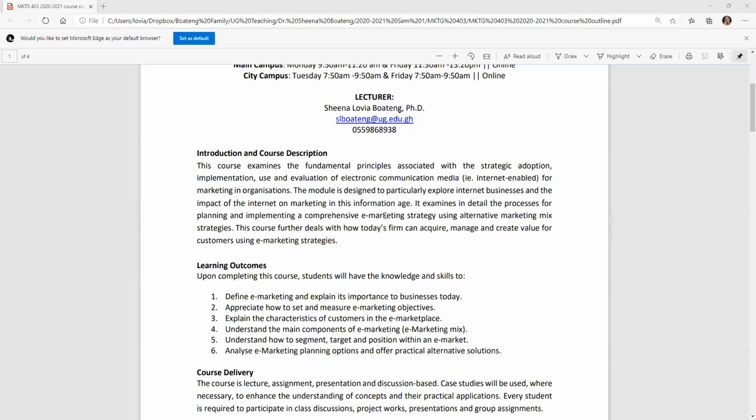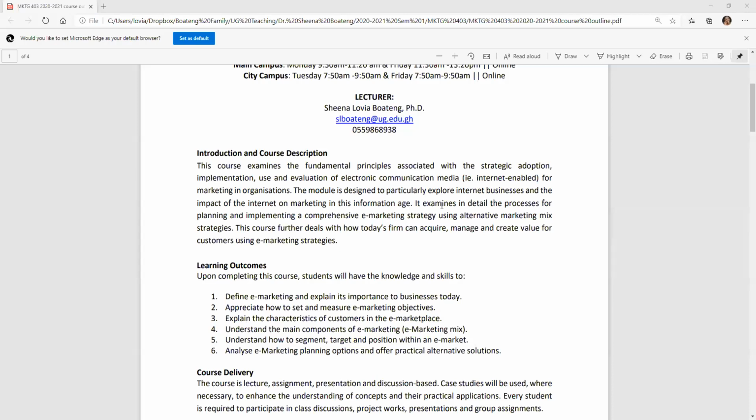Now, it examines in detail the process for planning and implementing a comprehensive e-marketing strategy using alternative marketing mix strategies. So that means that by the end of this course, you should be able to independently develop a comprehensive e-marketing strategy, utilizing the marketing mix elements that you're going to learn about and how they play out through the internet medium.